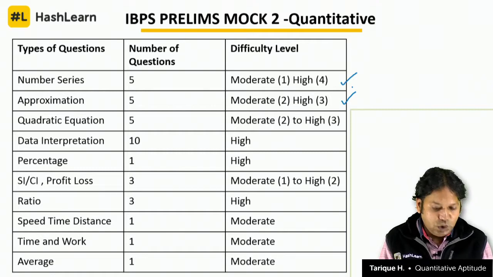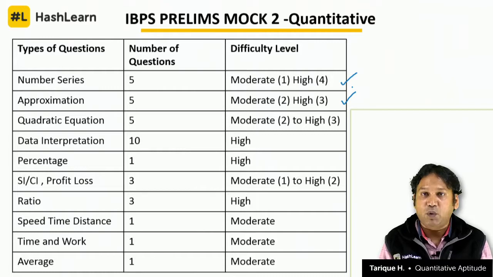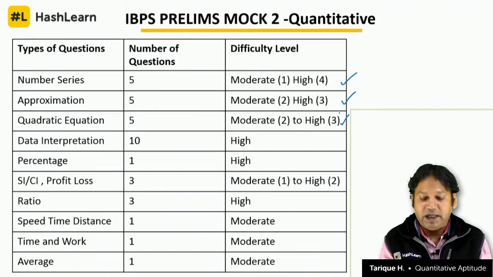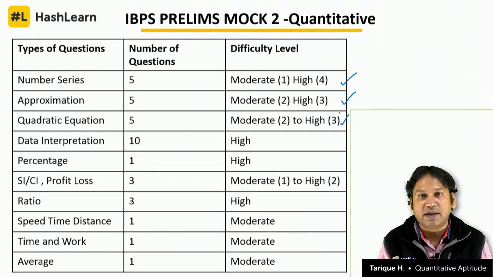The third usual question type that is there in the prelims examination of IBPS in the quant section is the question set on quadratic equation. There are 5 questions again from quadratic equations, and you can see here the breakup that we are giving to you. 2 questions are moderate difficulty level and 3 questions are high difficulty level.